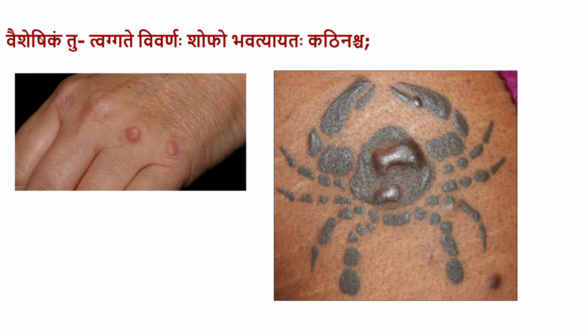Now, Sushruta gives you further descriptions about the clinical assessment to assess the plane of the shalya. Suppose it is in the superficial area, twak, in the sense, I am not limiting it only to the skin, plus the adipose tissue is the twak. If there is an injury or trauma at this level, in the skin and subcutaneous level, त्वगते विवरणः शोभः भवति आयतः कठिनश्च.